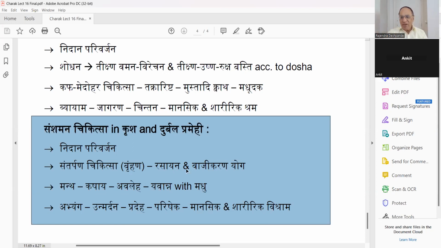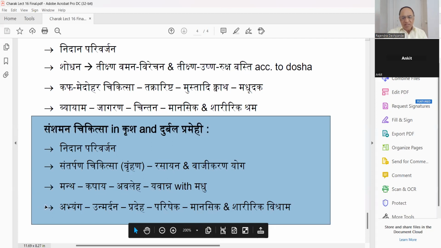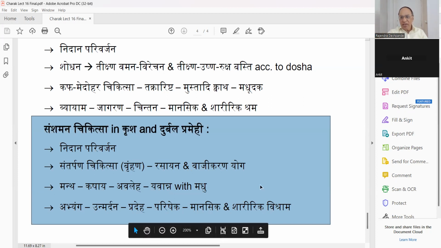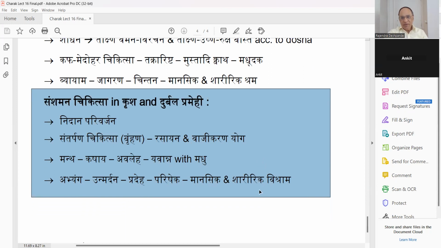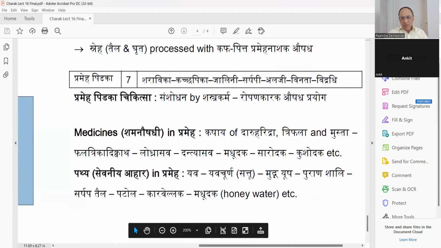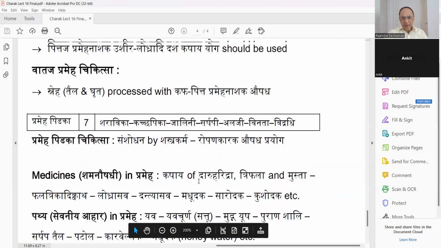They can use Rasayana and Vajikarana, tonics and aphrodisiacs. Manth, Kashaya, Avaleh, Yavan with honey. Always use honey as an Anupana. Abhyanga, Unmardana, Pradeha, application of Lepa, Parishek, like dhara, kayaseka, or pijichil, or avagaha sweda. Manasik or sharik vishram. Take physical and mental rest as much as possible. We are on page number 4, and I have to move the screen on the right side.